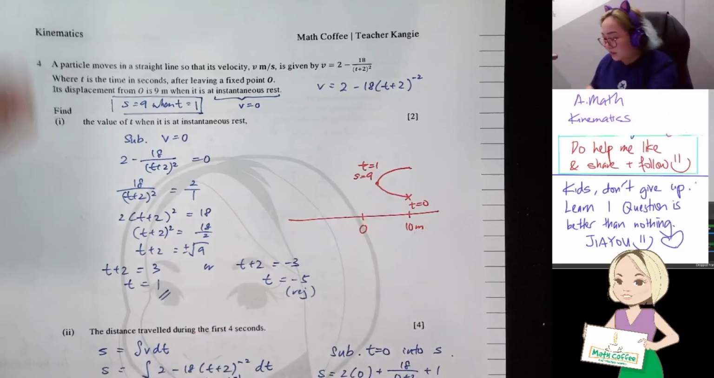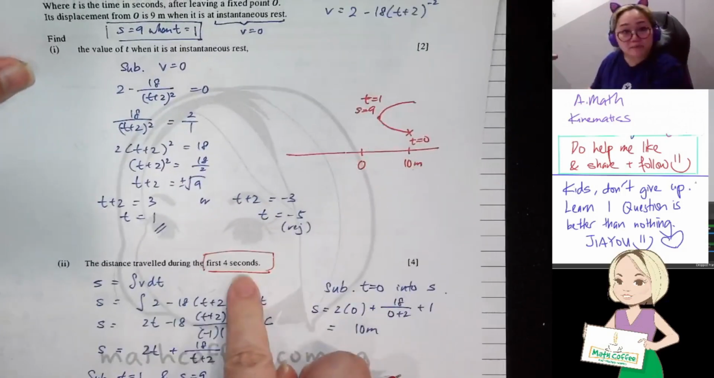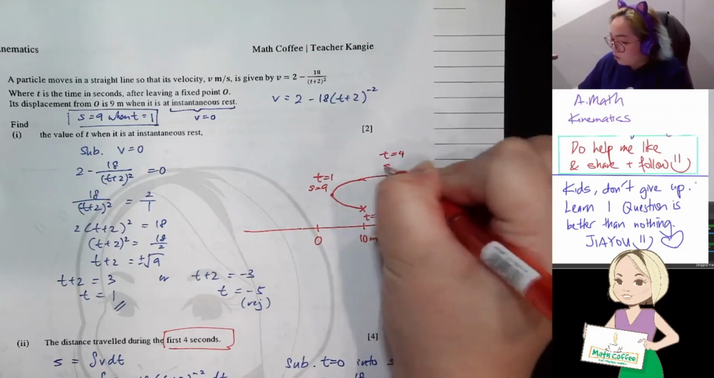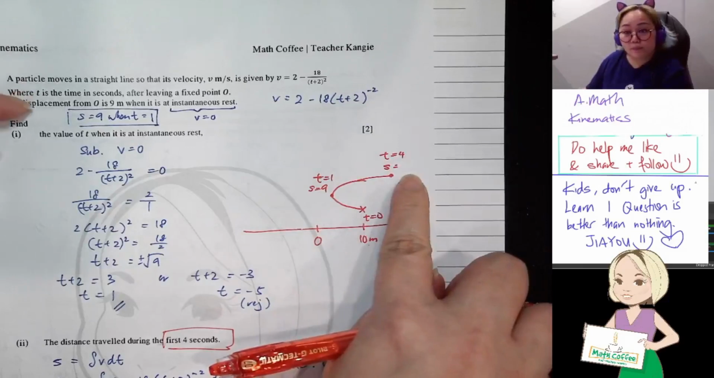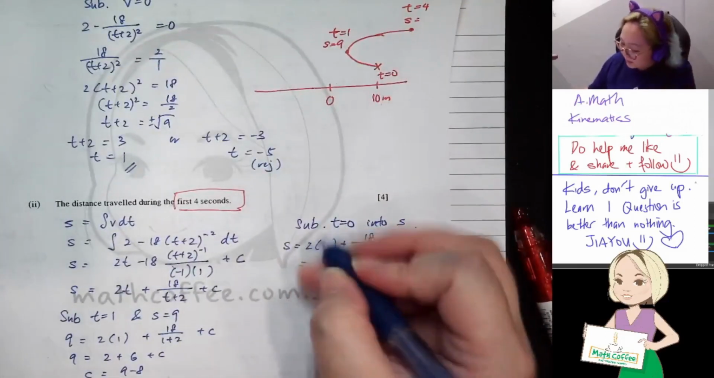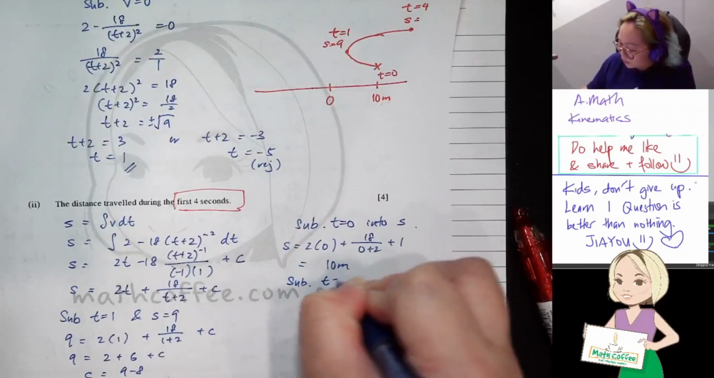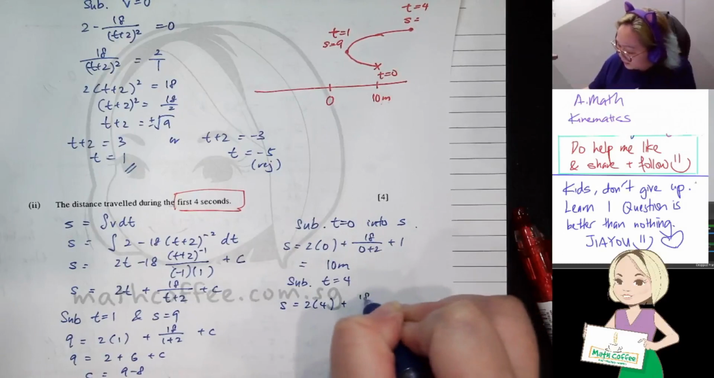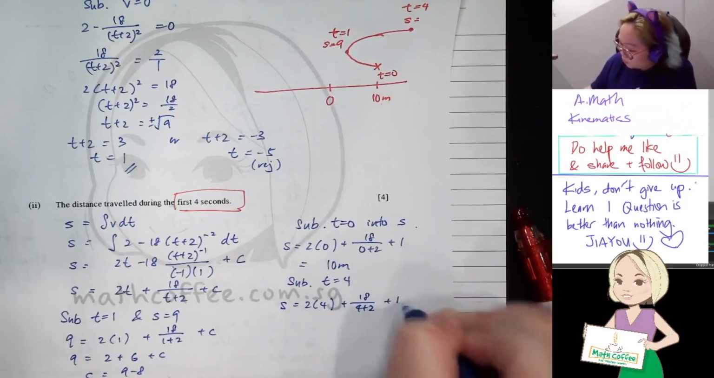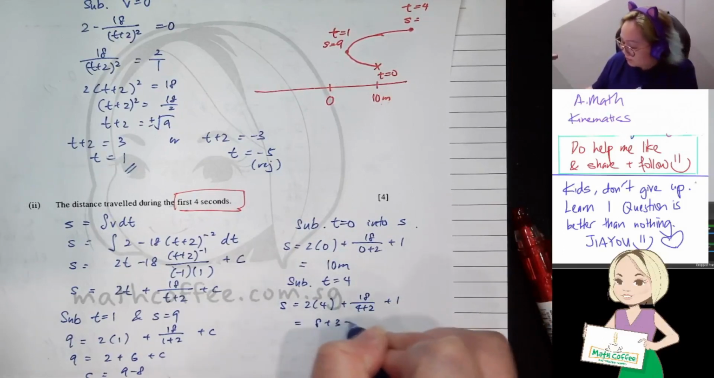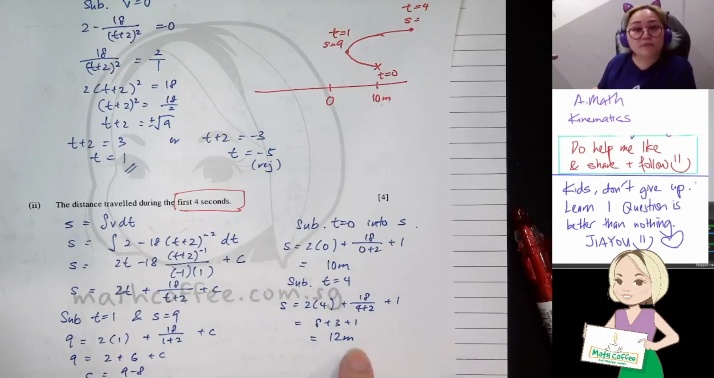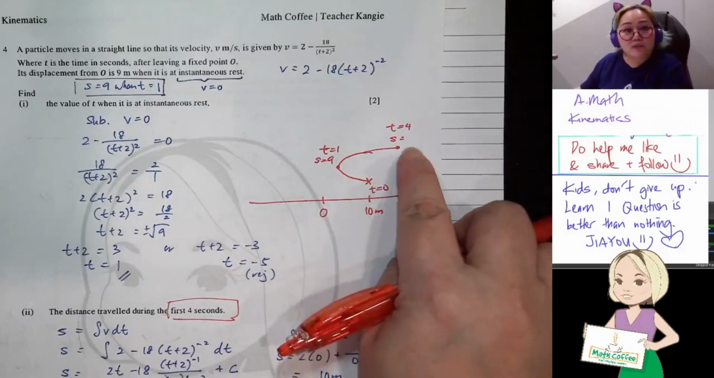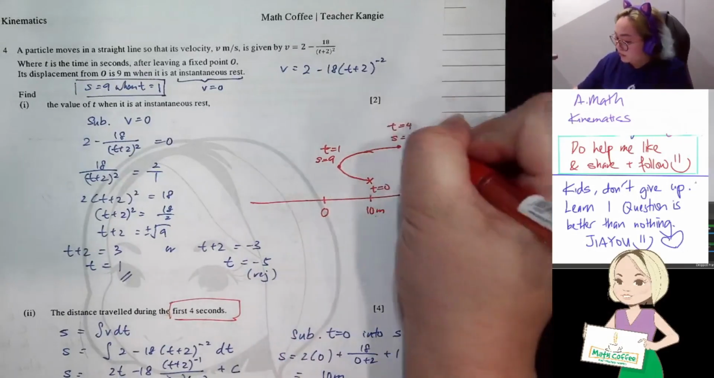Then over here, they asked to find for the first 4 seconds. So it means that I need to find out at t equals 4, what is my s first. So now next we're going to sub in t equals 4. So my s will be (2 times 4 plus 18) over (4 plus 2) plus 1. That will give us 8 plus 3 plus 1, which is 12 meter. Because here is 10, right? So 12 meter will be a little bit more. So here is 12 meter.